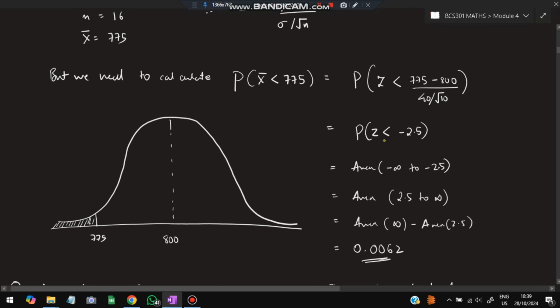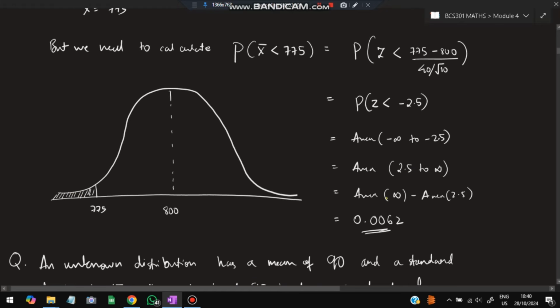Now you have to calculate the probability of z value less than minus 2.5. If you draw a graph here, the 800 will be the average, which will be in the middle, and 775 is here. We have to calculate how much this probability is. This probability can be given as the area from minus infinity to minus 2.5. So from minus infinity to minus 2.5, what is the area? That is our answer. This area will be equal to the area from 2.5 to infinity, right? You can take it like this also.